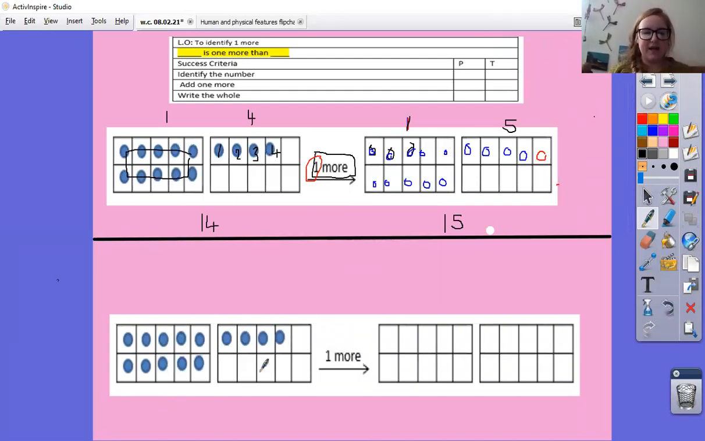So how many complete tens frames do we have? How many full tens frames? I have one full tens frame here. Do I have any more? No. So one full tens frame is the same as 1 ten. Brilliant. Okay, how many ones do I have?